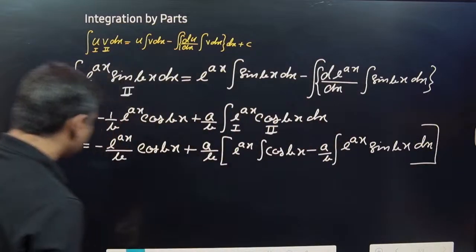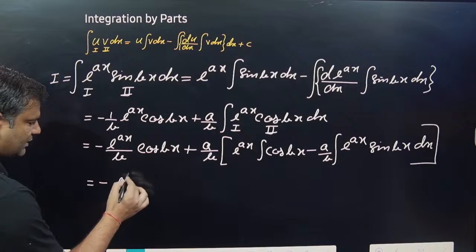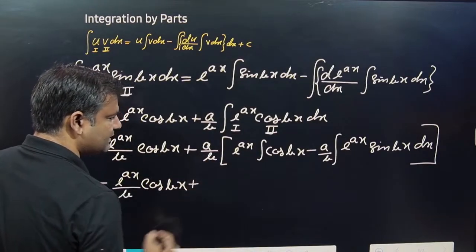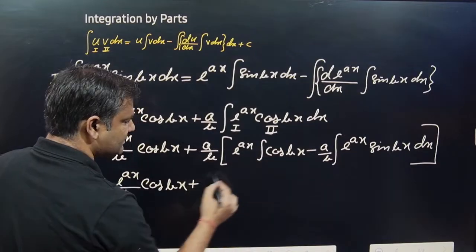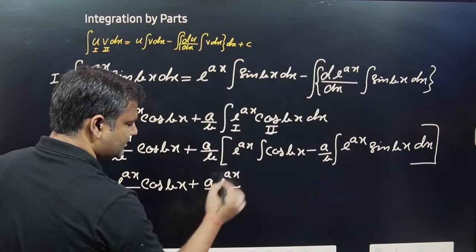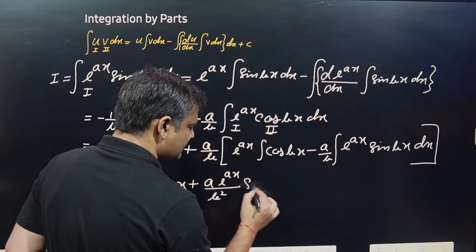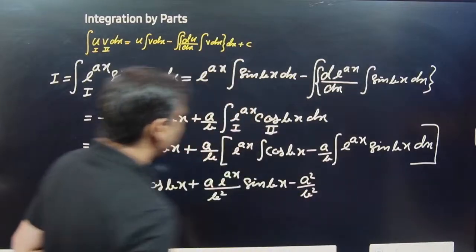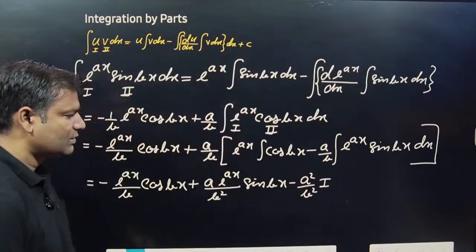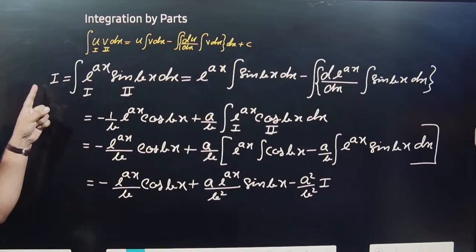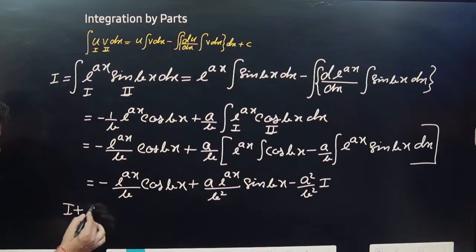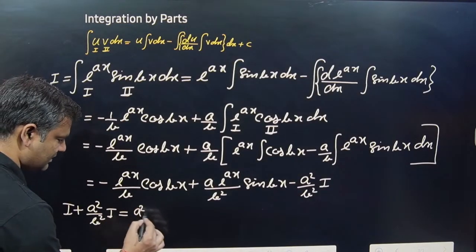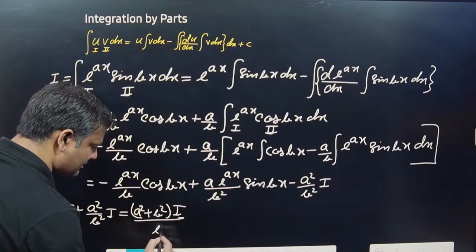Are you clear? So now look here, minus e to power ax divided by b into cos bx. Now multiply here a by b. So we got how much? What about that one? Sin bx. So a into e to power ax divided by b square into sin bx, and here minus a square upon b square. What about that value? Simply I. Okay, so if this one goes on this side, then I plus a square upon b square I, or this one is written as a square plus b square into I divided by b square.